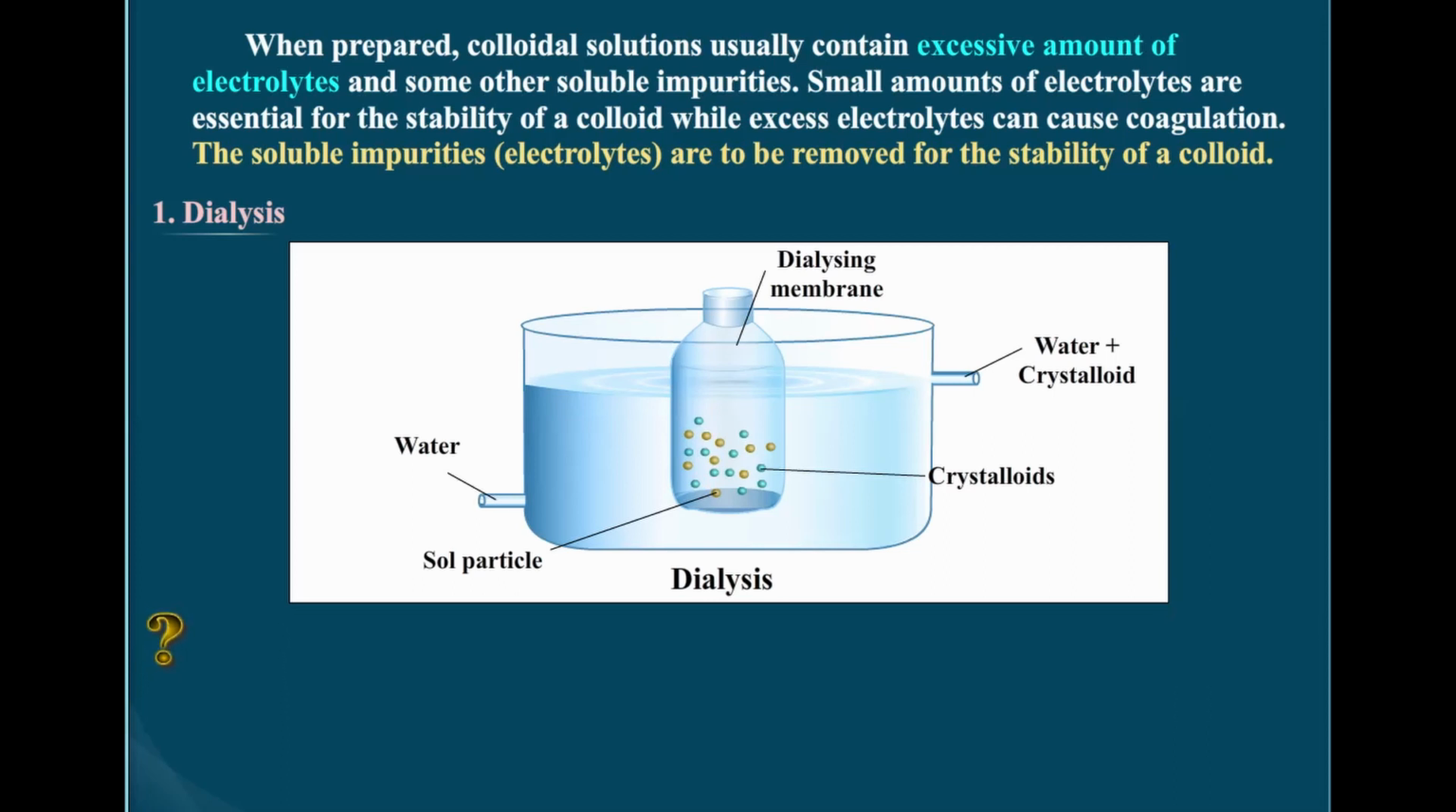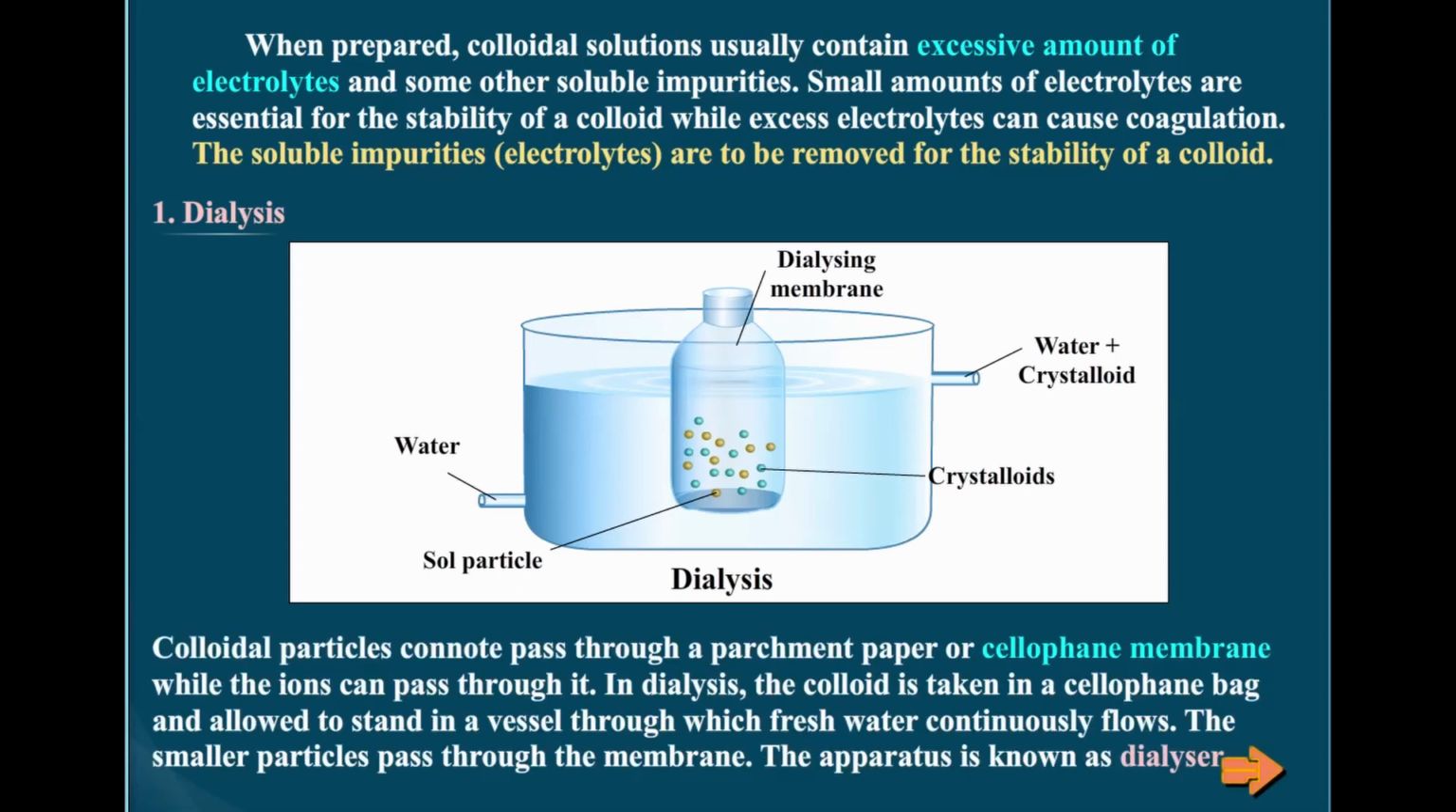The apparatus used for this purpose is called the dialyzer. A bag of a suitable membrane containing the colloidal solution is suspended in a vessel through which fresh water is continuously flowing. You can find the water inlet and outlet there. The molecules and ions of the electrolytes will diffuse through the membrane into the outer water, and pure colloidal solution is left inside. This process is called dialysis.